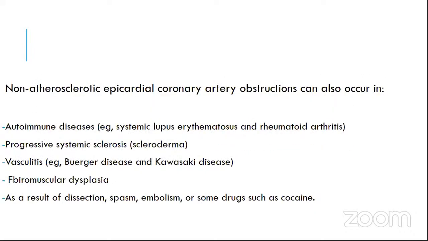Non-atherosclerotic epicardial coronary artery obstruction can also occur in autoimmune diseases like SLE and rheumatoid arthritis, progressive systemic sclerosis like scleroderma, vasculitis like Kawasaki disease, fibromuscular dysplasia, and also as a result of dissection, spasm, embolism, or some drugs like cocaine.